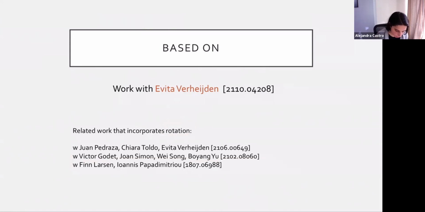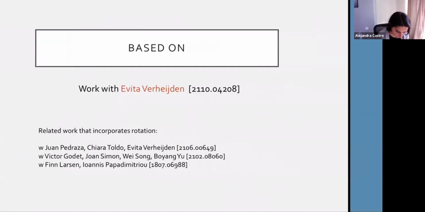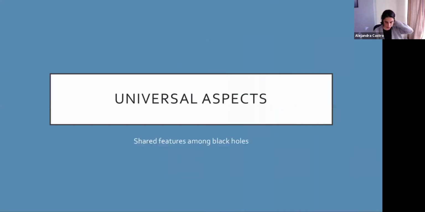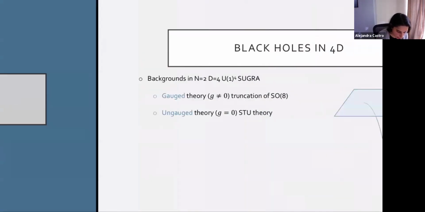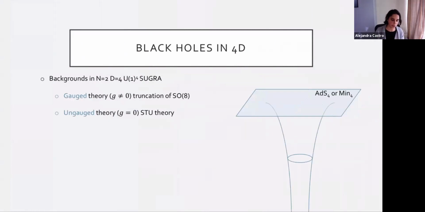Okay, so let's get started. First, I will tell you a little bit about some universal aspects just to set up the stage, so that we can understand, roughly speaking, what we are doing. So the setup is the following. I'm going to be looking at black holes in 4 dimensions.